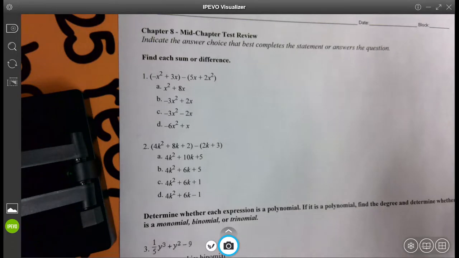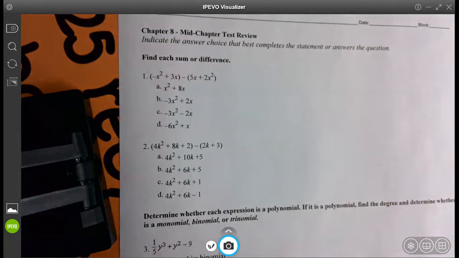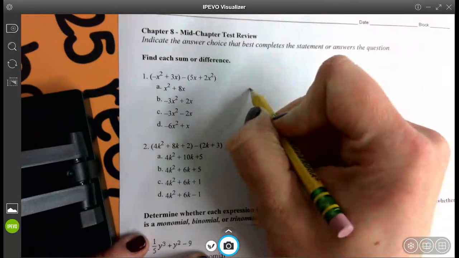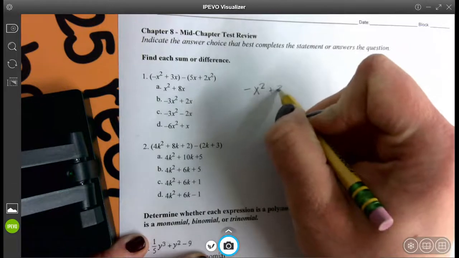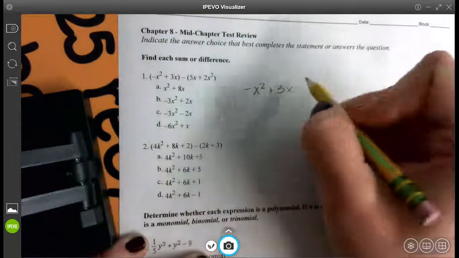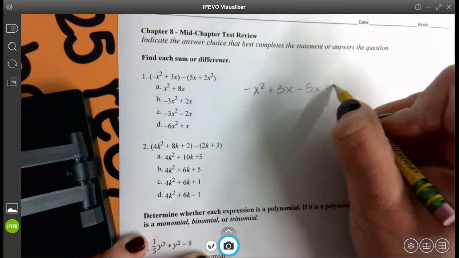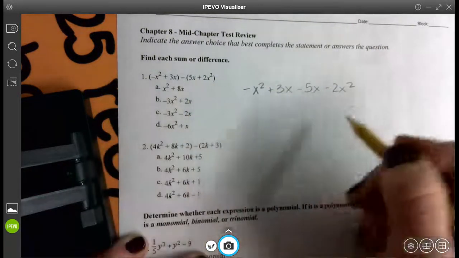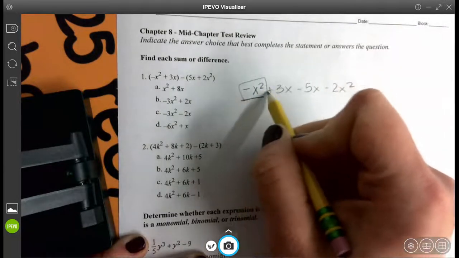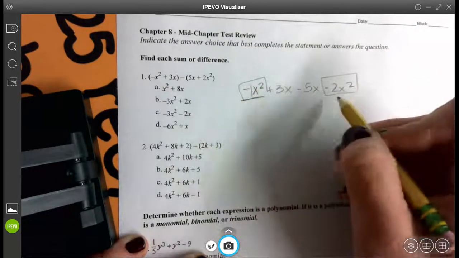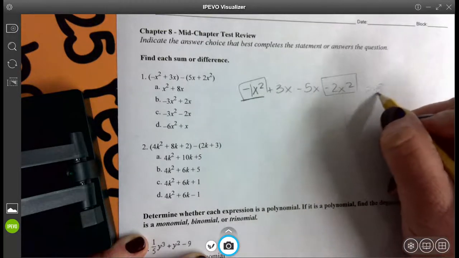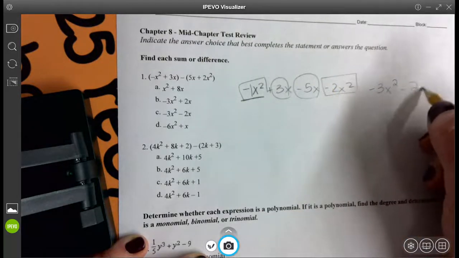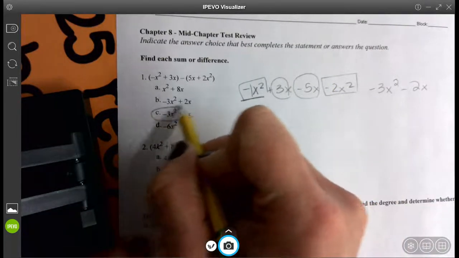All right, this is lesson 8.1. We're simply adding or subtracting polynomials. I'm going to remove the parentheses here, and I'm subtracting every single term. So be careful. When you subtract each term, you have to distribute that negative. Then you have to combine like terms. So if I have a negative 1x squared and a negative 2x squared, that's going to be negative 3x squared. I have a 3x and a negative 5x, which is negative 2x. That means your answer is C.